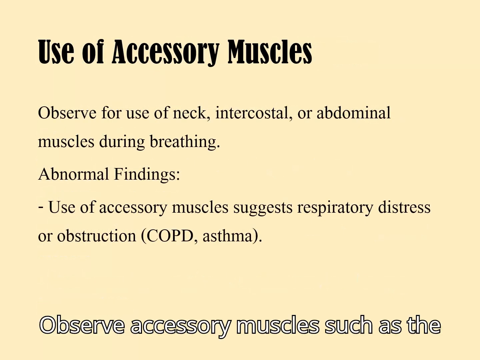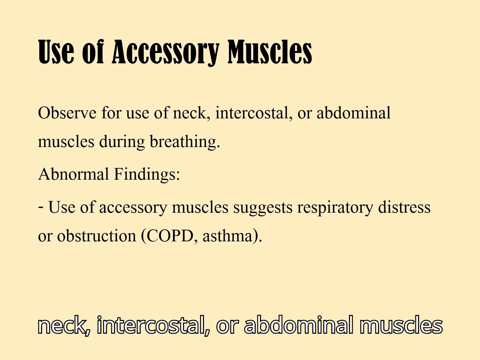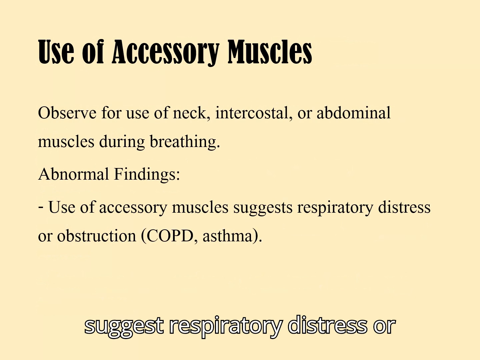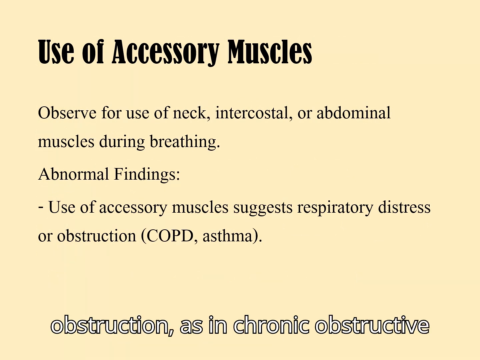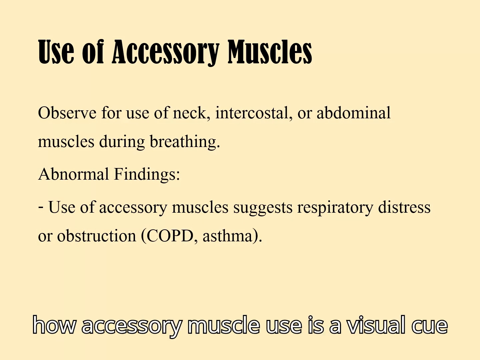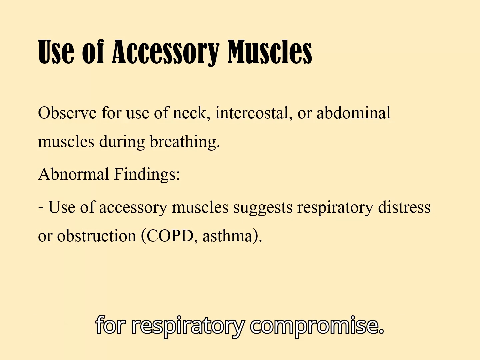Observe accessory muscles such as the neck, intercostal, or abdominal muscles during breathing. These muscles often suggest respiratory distress or obstruction, as in chronic obstructive pulmonary disease and asthma. Reflect on how accessory muscle use is a visual cue for respiratory compromise.